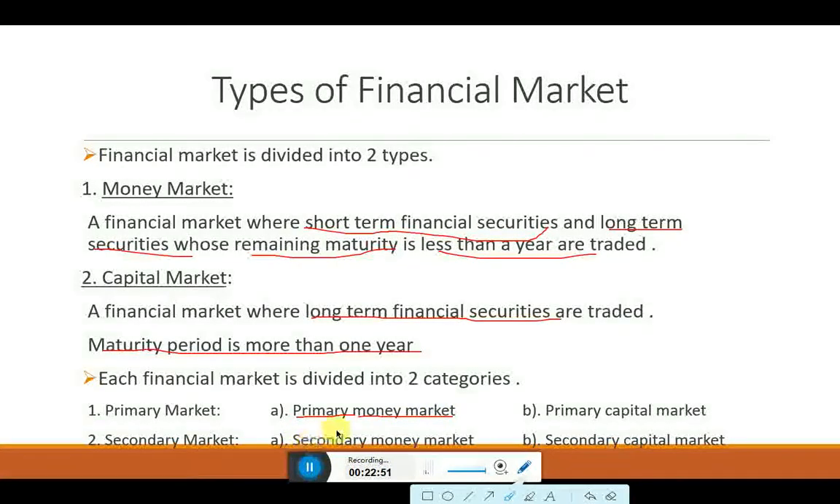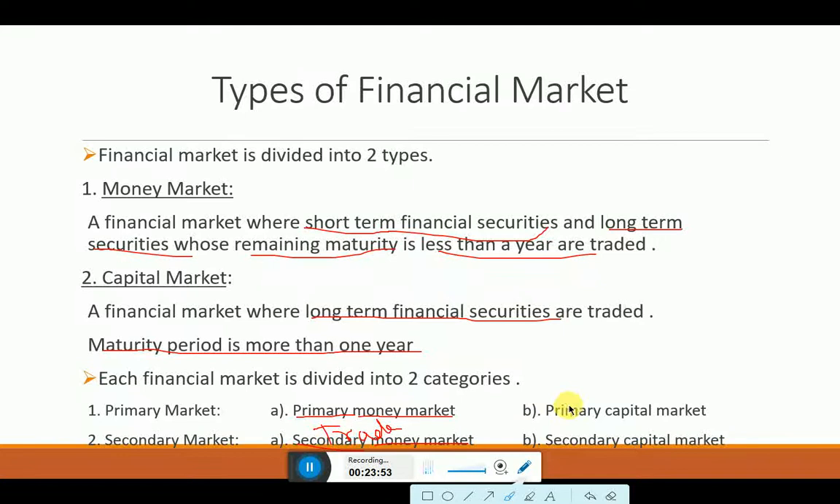Secondary means that the short-term financial security is traded. When we trade the financial security, trade means selling it onto someone else for the second time, third time, and that financial security is short-term. Also those long-term financial securities whose remaining maturity is less than 1 year, that is called secondary money market. So in simple words, in the secondary money market, the short-term financial securities are traded, and those long-term financial securities whose remaining maturity is less than 1 year are also traded. When the word secondary comes with the market, trade will happen. Issuance happens on the primary market, trade happens on the secondary market.